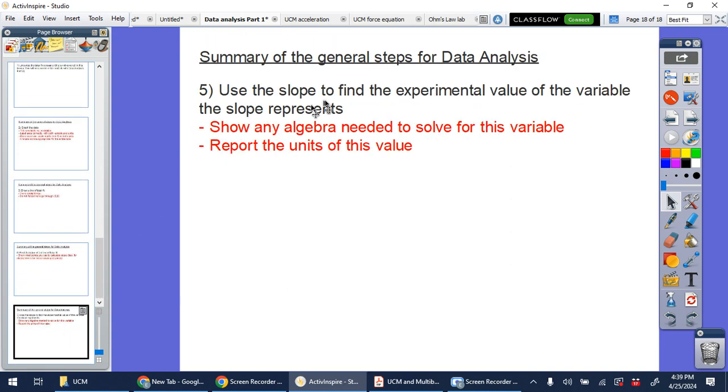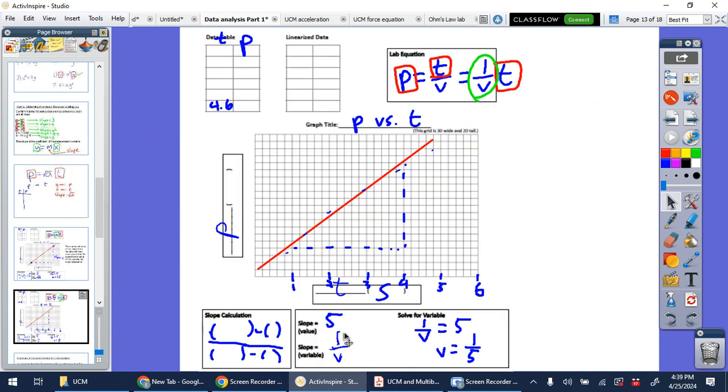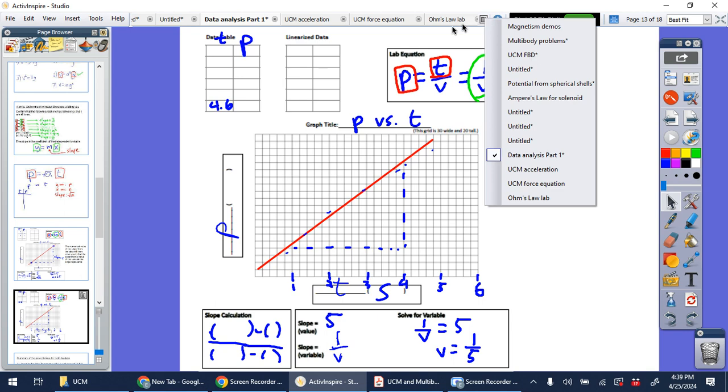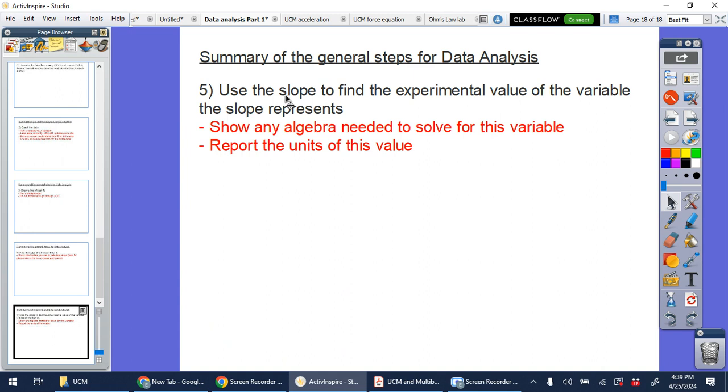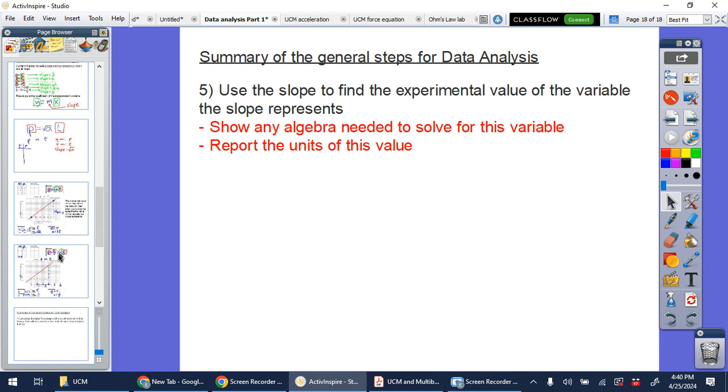And the last step is to do this thing that I've been showing you right here, where if you know what the slope represents from the equation and you know what the value of the slope is, you set them equal to each other and you solve for that letter, right? So that's that last step right here. Set the slope value from the graph and the slope variable from your equation equal to each other and solve. Right? Showing the algebra, you need to solve for this variable. Like right here, I showed the algebra.